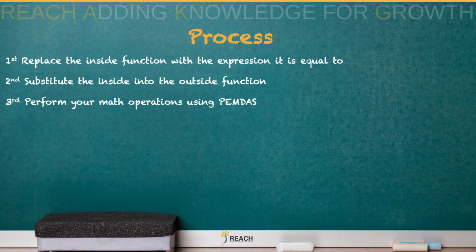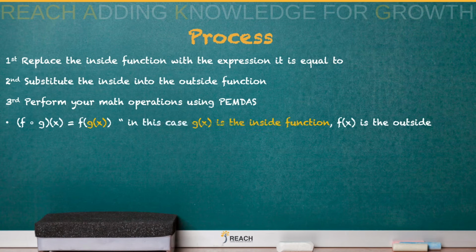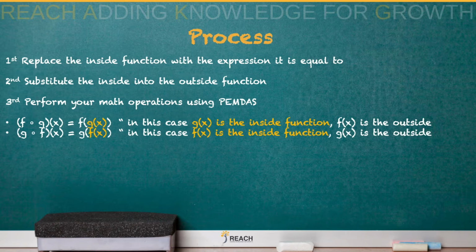In detail, let's look at an example. So we have f of g of x. The g of x will be the inside function and the f will be the outside function. In the next case, we have g of f of x. F of x is the inside function and g is the outside function.